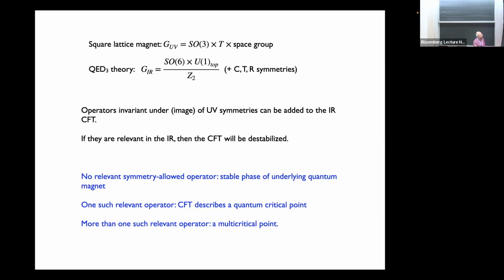If it has exactly one such relevant operator, then it describes the quantum critical point, and I had to tune, but I only had to tune one parameter in the UV to hit that quantum critical point. Again, I won't know which UV parameter. Is it some diagonal interaction, four-spin interaction? That I won't know. But I know that I only had to tune one thing. If I have more than one relevant operator at some sort of multi-critical point, then it gets more complicated and less interesting.